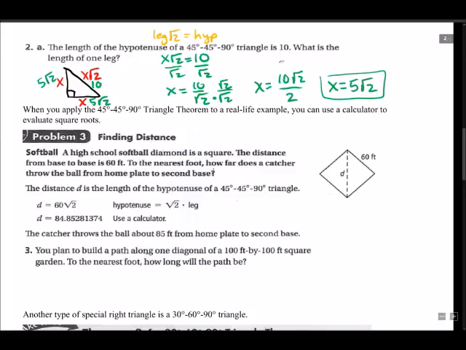Okay, so then I divide both sides by the square root of 2. I get x equals 10 over root 2. We want to rationalize our denominator, so multiply both top and bottom by the square root of 2. And I get 10 root 2 over 2. Simplify my fraction. X is 5 square root 2 units. So I can go ahead and label the rest of my triangle. Not bad. If you are careful and follow your examples, you will do just fine.